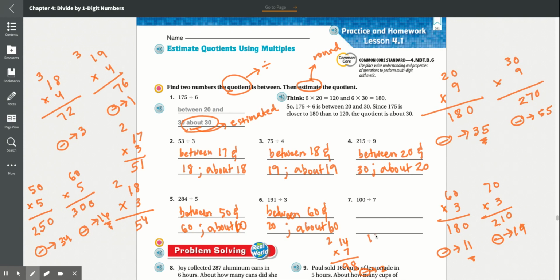Now we can do 15 times 7. So that'll be 7 times 5 is 35. 7 times 1 is 7, plus 3 is 10. It'll be 105. And the difference between 100 and 105 would be 5 digits. So we can see that the 98 is closer. So we can say that it's between 14 and 15. And it's about 14.